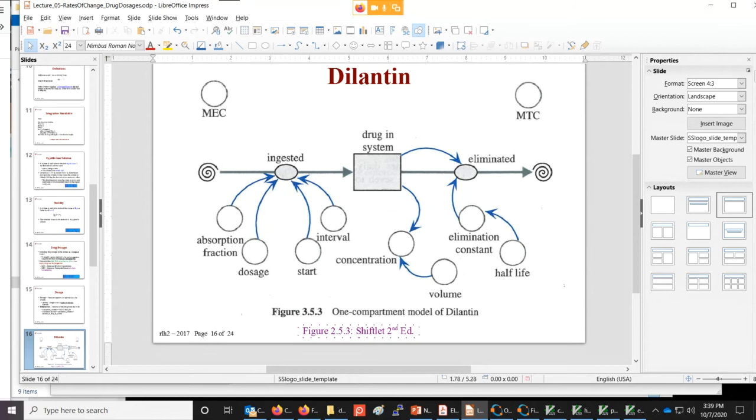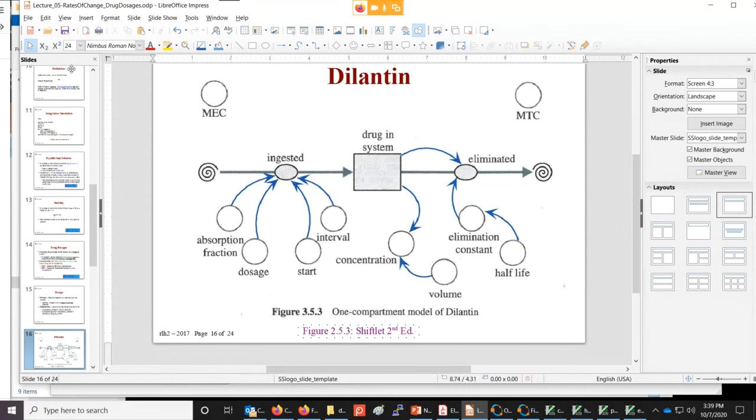So that's this absorption factor. You have the dosage times the absorption factor. And then there's also, how often are you taking it? Are you taking it once every 4 hours, once every 8 hours, once every 12 hours? Maybe you're only taking it once a day. So those are the factors that get into the intake of the drug in your system.